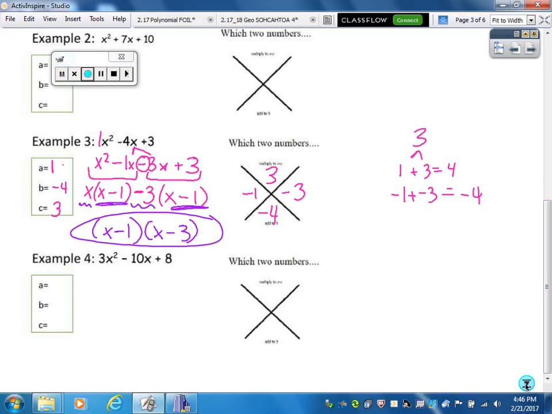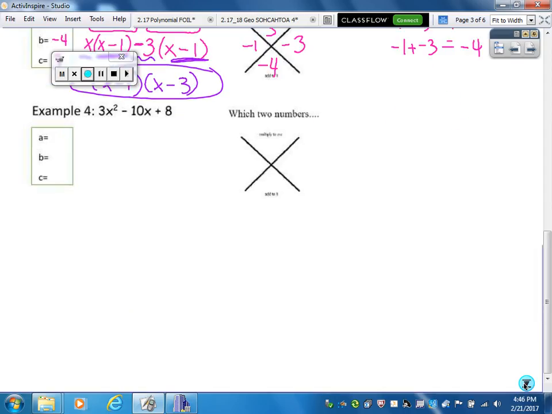Alright, I think this is our last example. So let's try it out. So our A is 3, our B is negative 10, and our C is 8. So it needs to multiply to A times C, 24, and it needs to add to negative 10, that B. So let's go over here and figure it out. We've got 24, but it needs to add to negative 10. The thing you know about this is they both must be negative then, right? If they multiply to a positive but add to a negative.